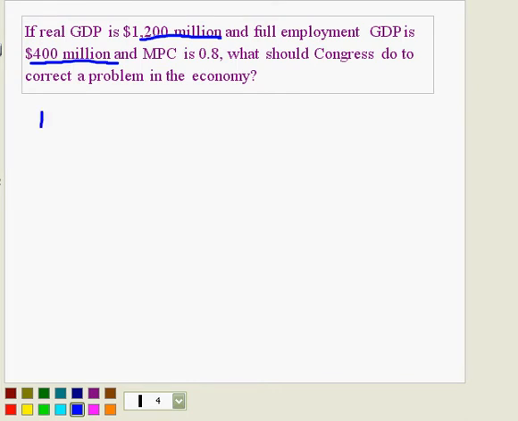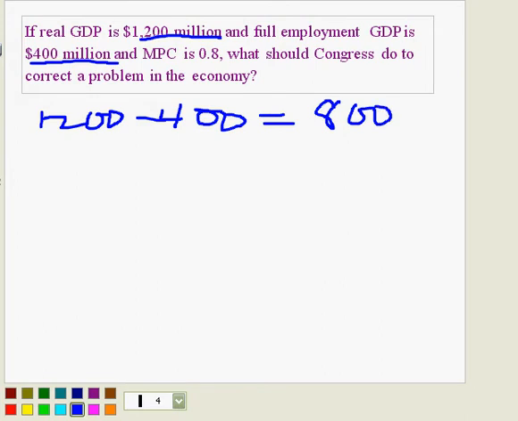The difference between those two, 1,200 minus 400, is $800 million, and that is how much we are trying to contract the economy. But if we decrease spending by 800 million or increase taxes by 800 million, that's going to be too much. And we know that because of the multiplier. In this case, the MPC is 0.8, so we're going to want to do the formula to get the multiplier, which is 1 over 1 minus MPC, which would be 1 over 0.2, which is 5.